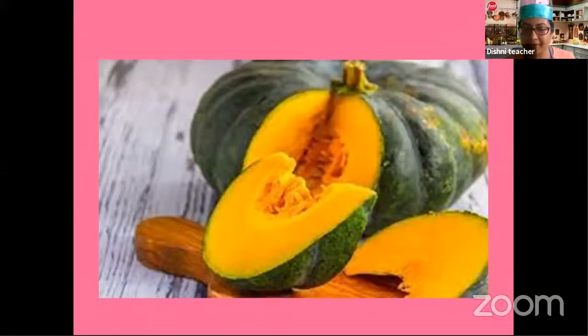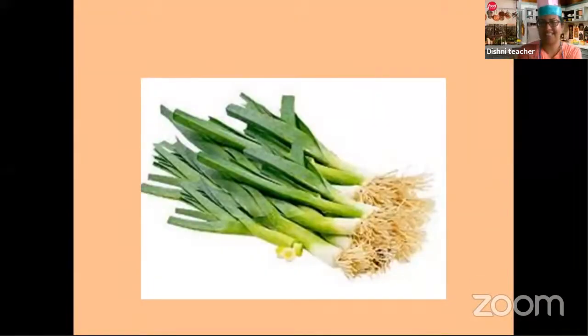Pumpkin. Pumpkin. Now I'm moving. What do you call this? Yes, what do you call this one? Leaf. Very good. Well done. Good. Leaves. You are giving me the correct answer.